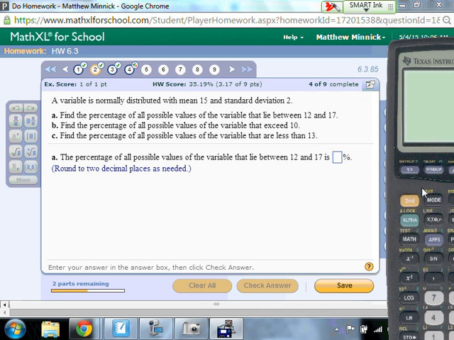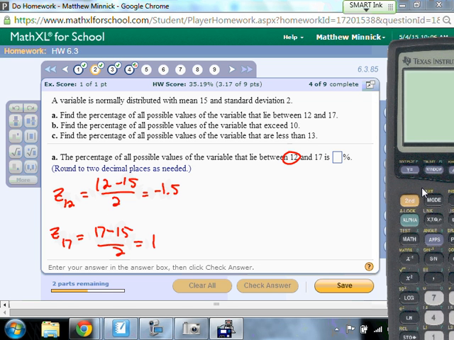If 12 is the low end of the interval, the z-score for 12 would be 12 minus 15 over 2. So that's negative 1.5. The z-score for 17 would be, no, I'm sorry, 17 minus 15 over 2, which is 1. Okay. So now what I'm going to do is go to my table.